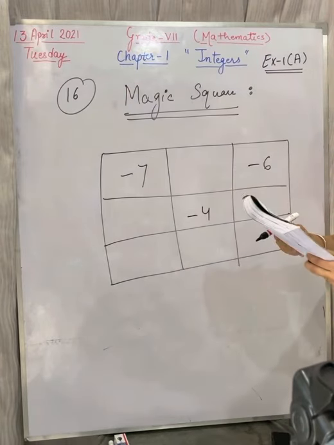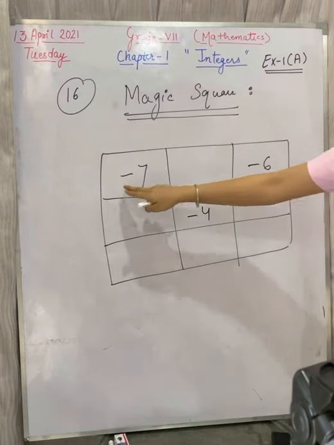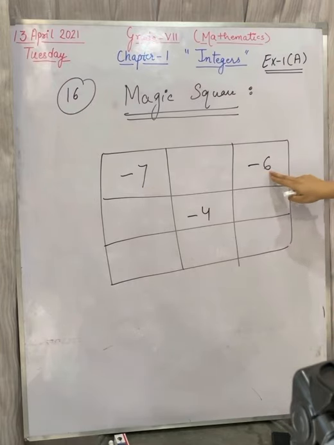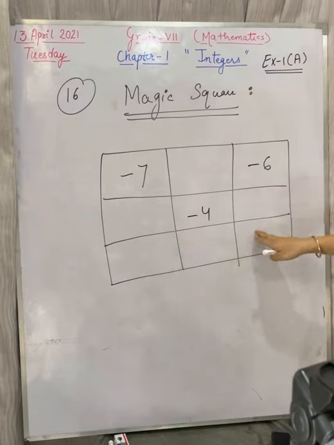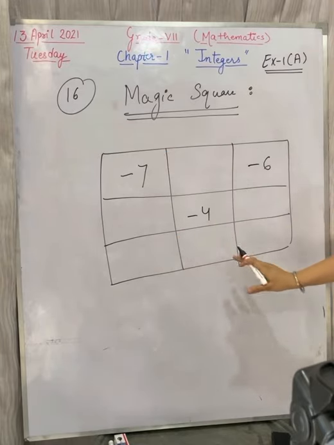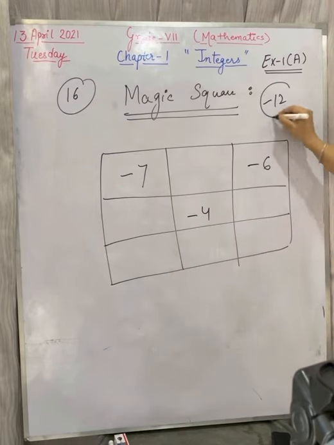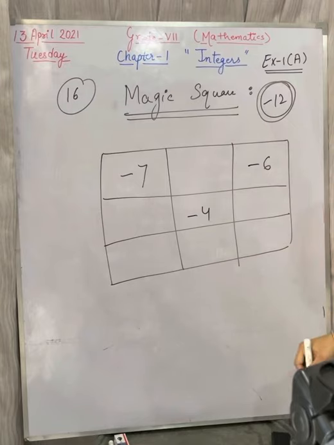They are saying that you have to add these integers row wise. You have to add the first rows, this row, this row, this row, this one, this one, this one. You have to add all the rows, all the columns and all the diagonals. Your answer will be -12. Always your answer should be -12.